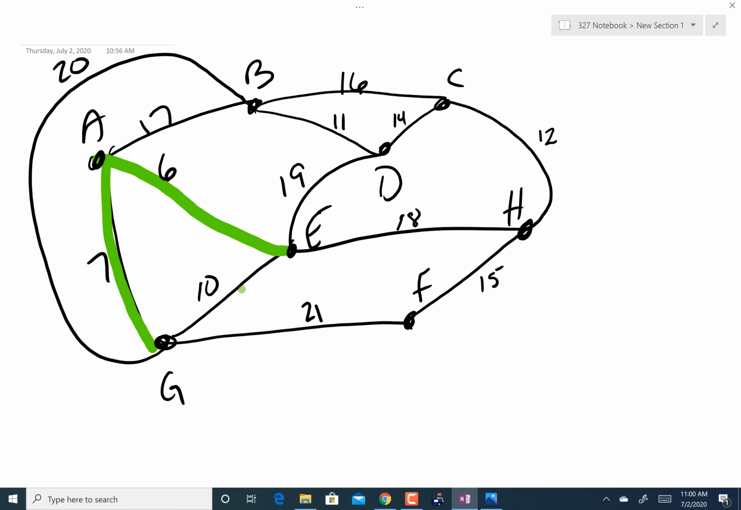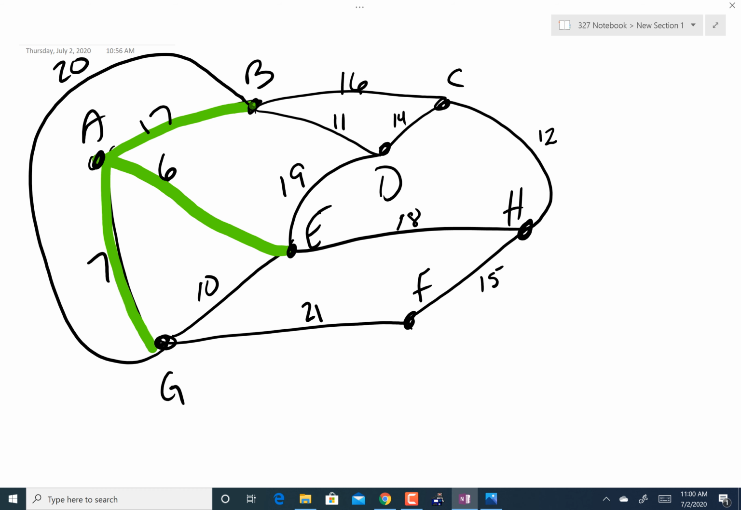10, you're like, oh, 10's the next smallest. Ooh, not so fast. That gives us a circuit, and I can't have that. So it's 17, 19, 18, 21, or 20. 17 is now the smallest.